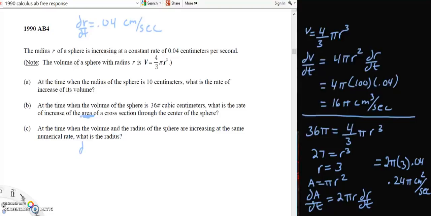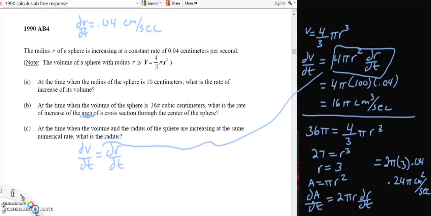Okay, so dV dt needs to equal dr dt, because it's saying both rates are the same. So dV dt is this over here. That part right there. Let me draw an arrow just in case. So we're going to plug that in right there. So we have 4 pi r squared dr dt equals dr dt. So we want to solve for r.